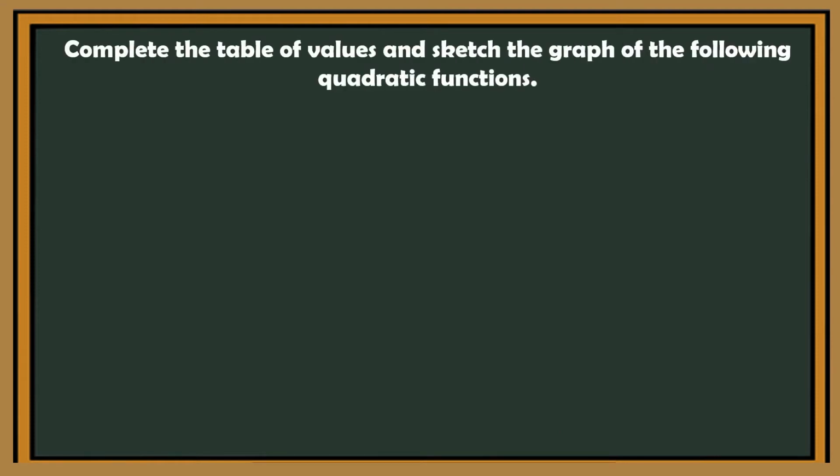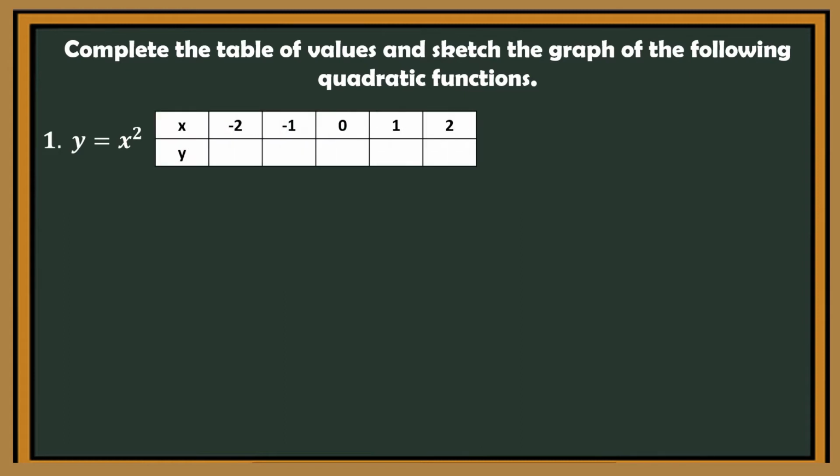How to complete the table of values and how to sketch the graph of the following quadratic functions. Let's have here example. Y is equal to x squared. Table, values of x are negative 2, negative 1, 0, 1, 2. Nawawala yung values ng y. So, paano natin makukuha ang values ng y?